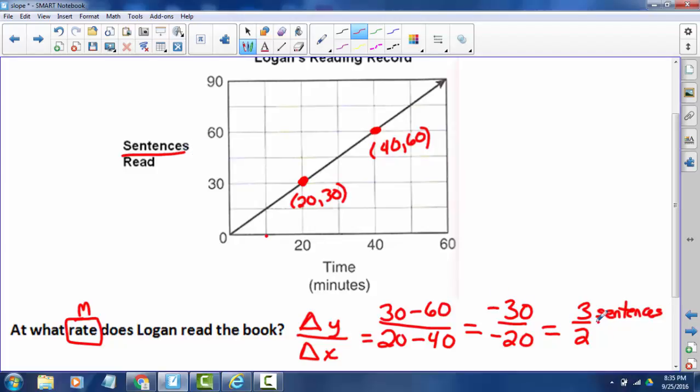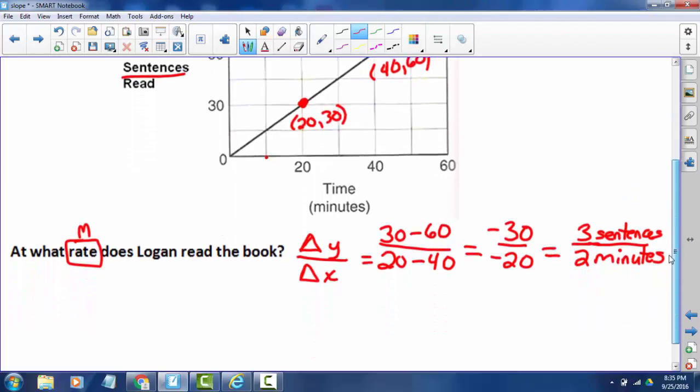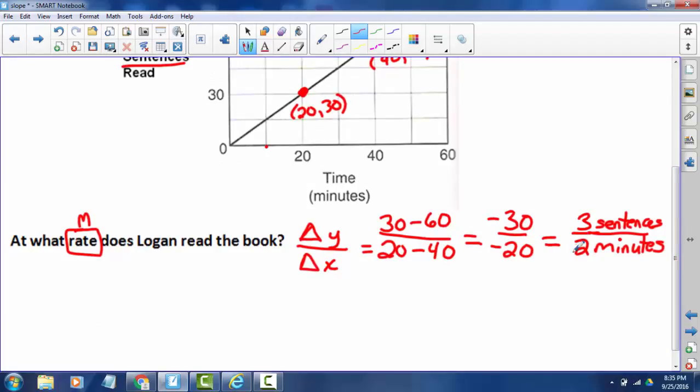And over time, so he reads 3 sentences every 2 minutes. Okay, but that's not usually how we would express a rate, right? Usually we would do it like we did with speed, 60 miles per hour, right? So what we want to do here is divide 3 by 2, and we get 1.5, and we're going to abbreviate sentences per minute, and that is more likely how we're going to see a rate written.